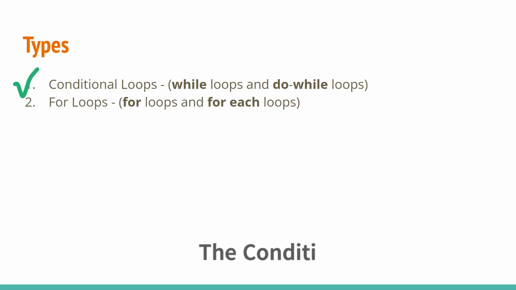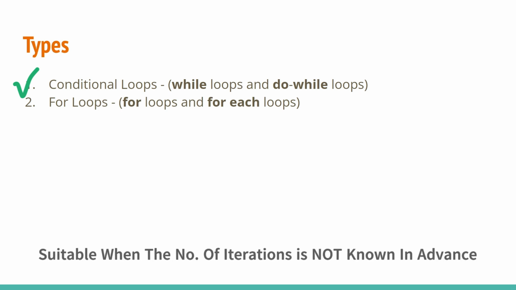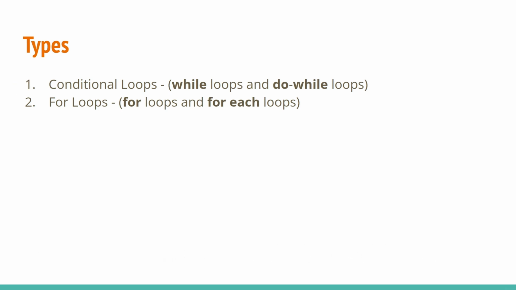Conditional loops are suitable when the number of iterations is not known in advance, and the loop's continuation depends on a condition. Second is the for loop. The for loop is typically used when you know the number of iterations in advance. Let's look at conditional loops in depth.